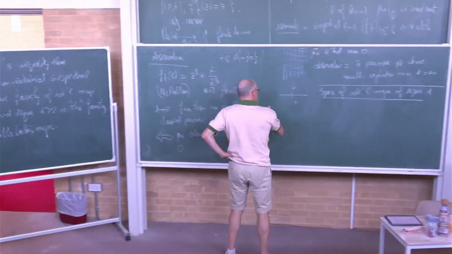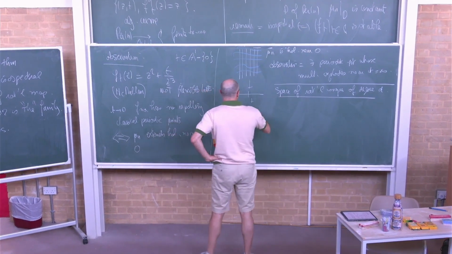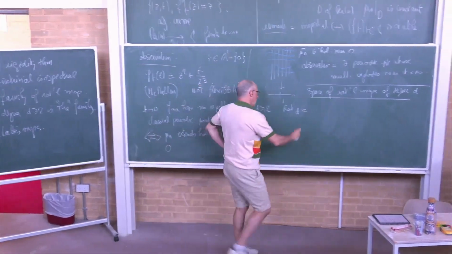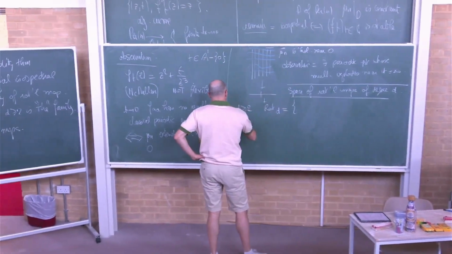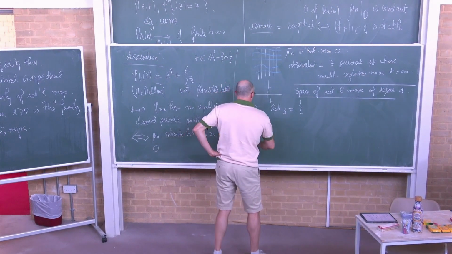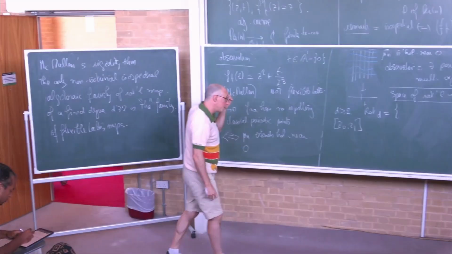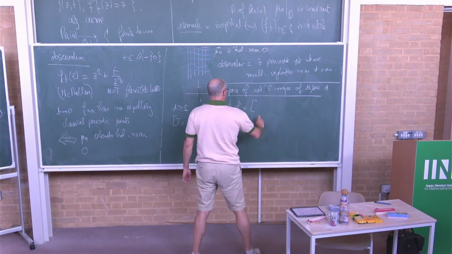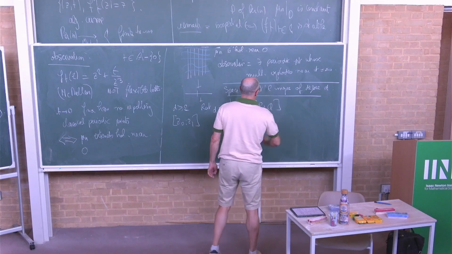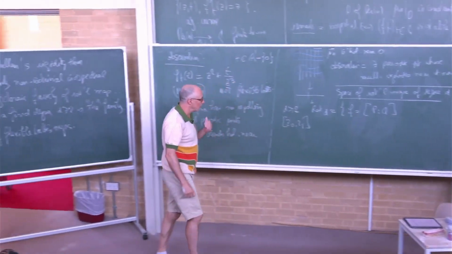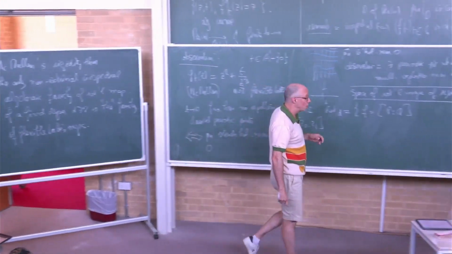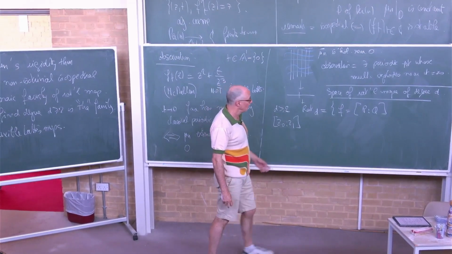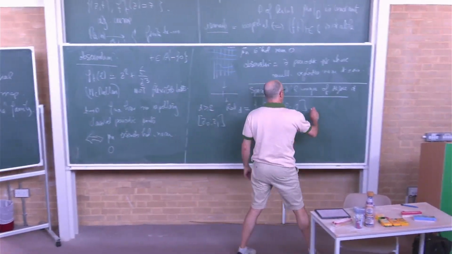Okay, so what is Rat_d? D is at least 2. Rat_d is the space of all rational maps of degree d. If you fix homogeneous coordinates on the Riemann sphere, on P1, then you can write any rational map in homogeneous coordinates. It's going to be determined by two homogeneous polynomials of the same degree d without any common zeros.